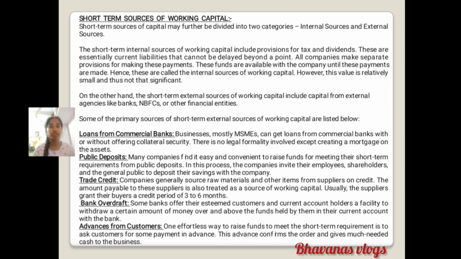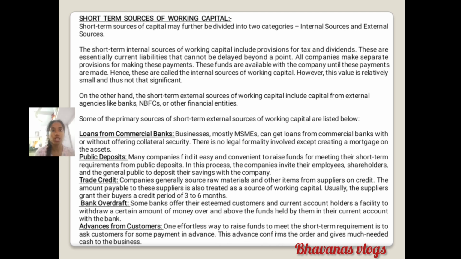These are relatively small, thus not significant. On the other hand, the short-term external sources of working capital include agencies like banks, NBFCs or other financial entities, which we can take as external. Here I have listed some of the primary short-term sources of working capital.